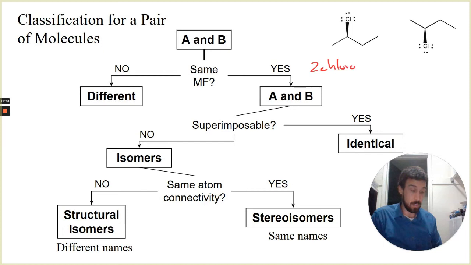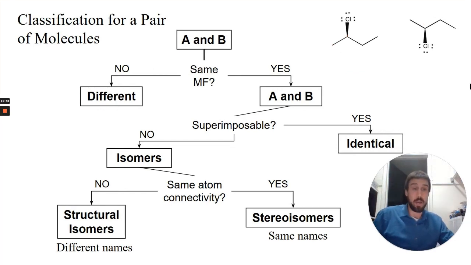It's 2-chlorobutane. We would number 1, 2, 1, 2. Okay, so same atom connectivity is yes, because they have the same name. That means these structures are stereoisomers of each other. Okay? As stereoisomers, it turns out you can get a whole lot of other things popping out of this.